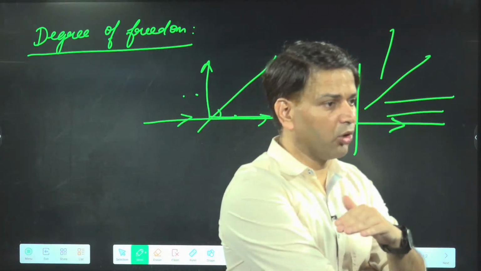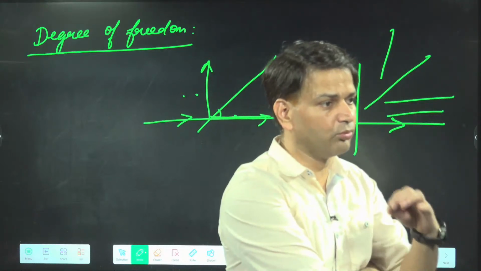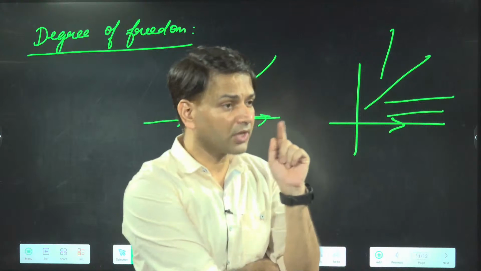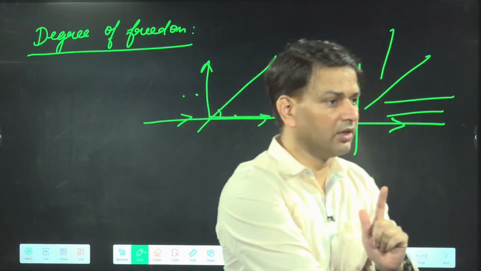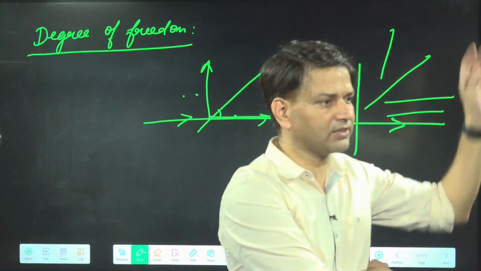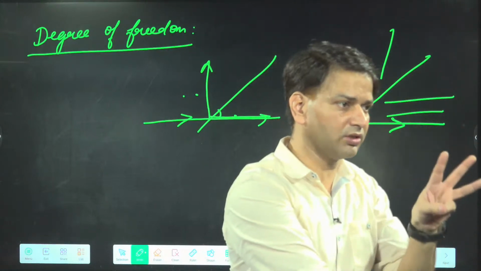If any atom is free to move only in the x direction, it has 1 degree of freedom. If it is restricted to move in a plane, how many degrees of freedom? 2. If it is free to move in space, how many degrees of freedom for the linear motion? 3.